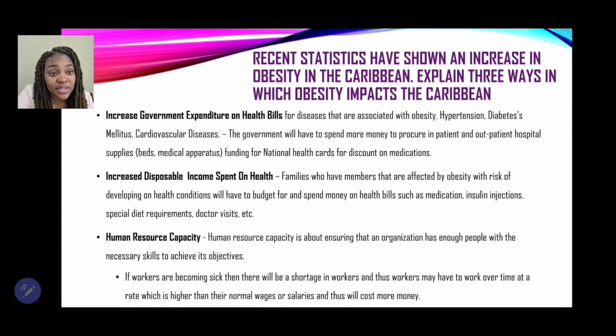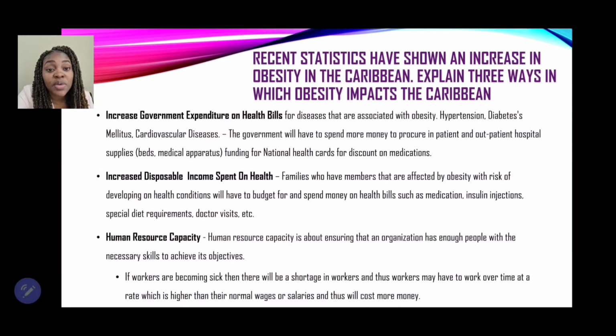Persons who just visit the government clinic for a checkup, they don't pay, so it will cost the government. Increased disposable income spent on health: more money will now have to come out of the pocket, because once someone is obese, their likelihood of developing other complications such as hypertension or cardiovascular diseases is higher, and it may be one or two or more conditions, so they will have to put money aside for that as well.